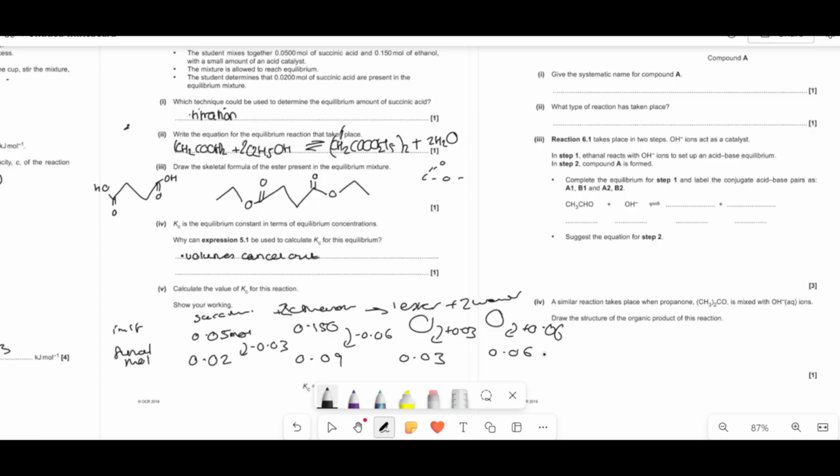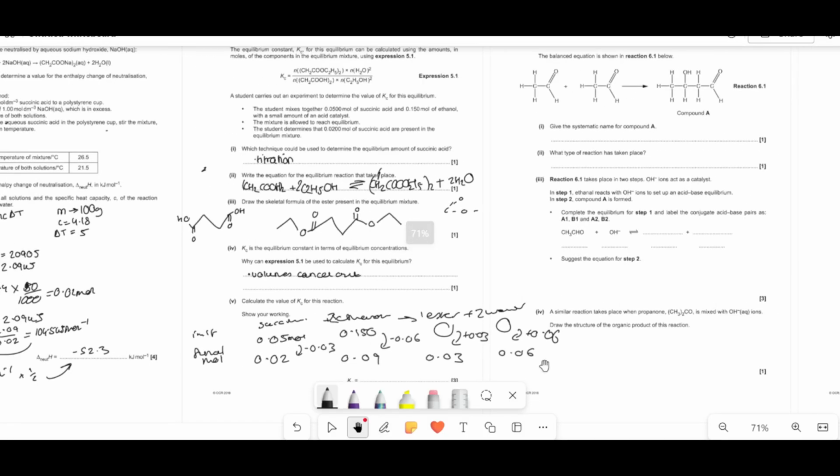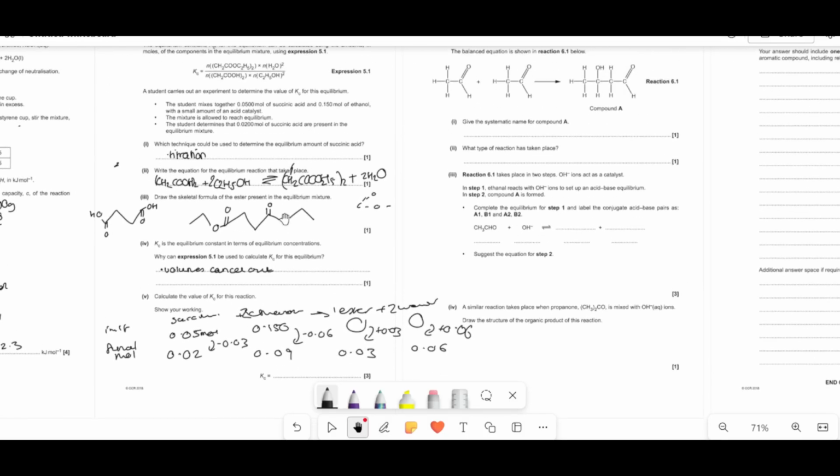Now, in the question, they've told you can just use the moles straight up, because volumes all cancel out from what we've said before. So then all you do is just plug them in. So Kc will equal this ester, 0.03, times the H2O, but there's 2 of them, so it's going to be 0.06 squared, all over the 0.02, the succinic acid, times the 0.09, which is the ethanol, and that's squared as well. If you do that, you end up getting 0.667. You should follow the same number of significant figures or decimal places as in the question. I'm actually going to go with 0.67 because there's 2, so there you go.